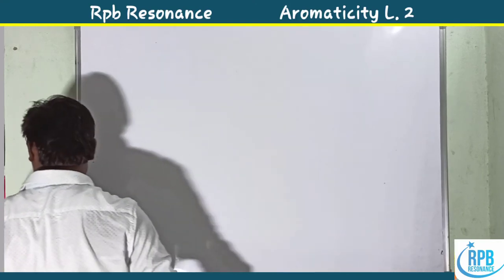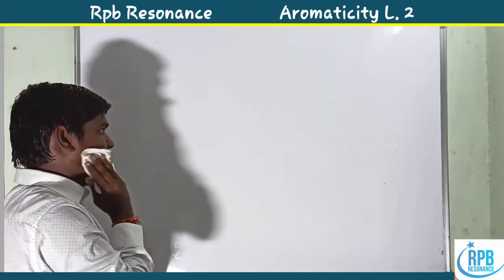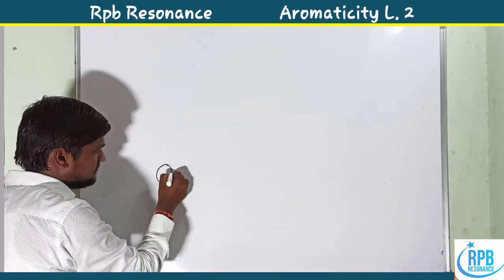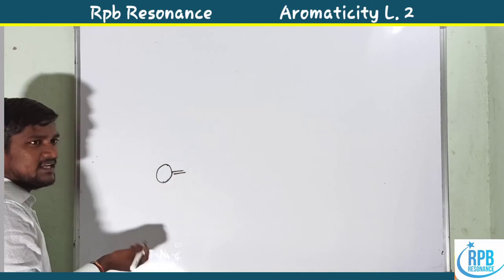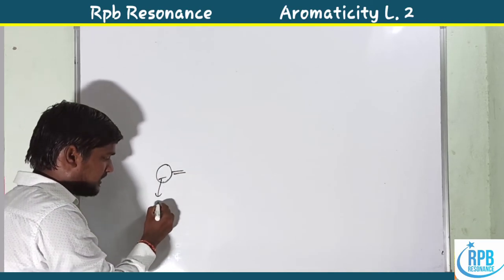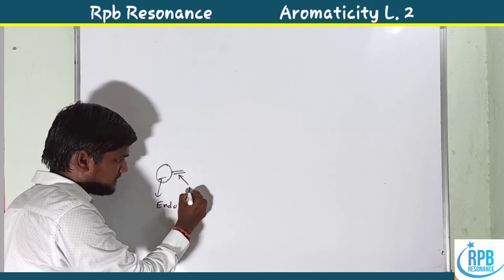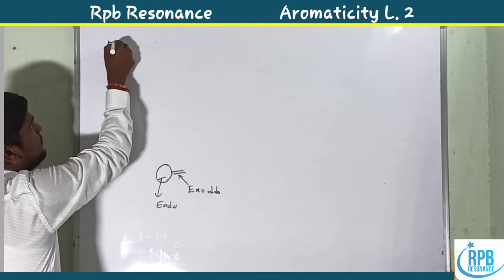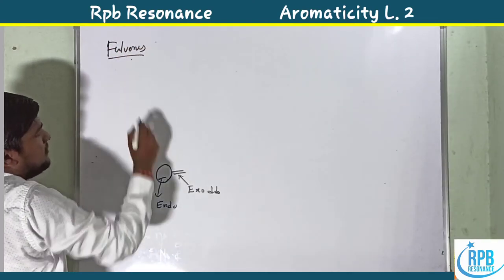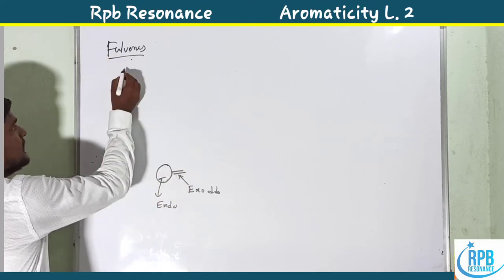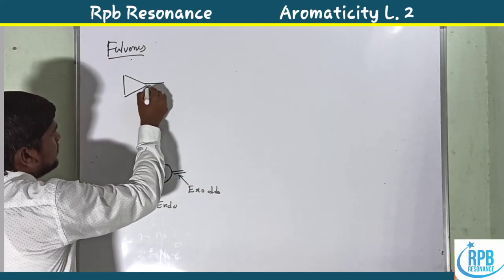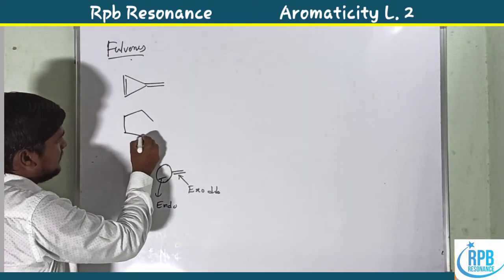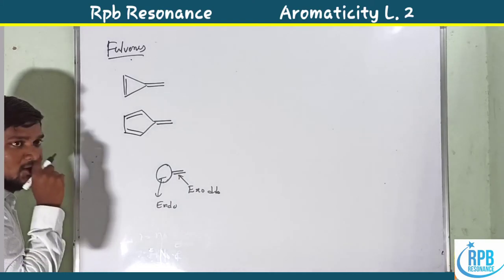Now let's move on to the fulvenes. Here we have a ring system having a double bond. Double bonds inside the ring are called endo double bonds, and double bonds outside the ring are called exo double bonds. Exo double bond conjugated systems are called fulvenes. So these types of molecules are called fulvenes.